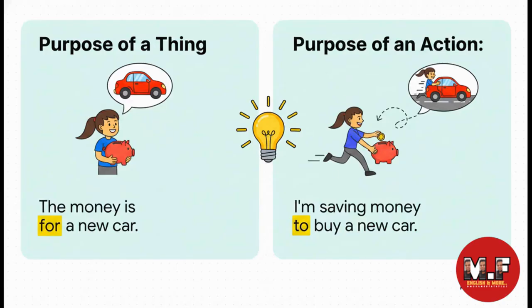Okay, everyone, this slide right here, this is the big aha moment. Just look at the difference side by side. The money is for a new car. That's a thing, a noun. But I'm saving money to buy a new car. That's an action, a verb. Seeing them next to each other like this makes the rule absolutely crystal clear, right?